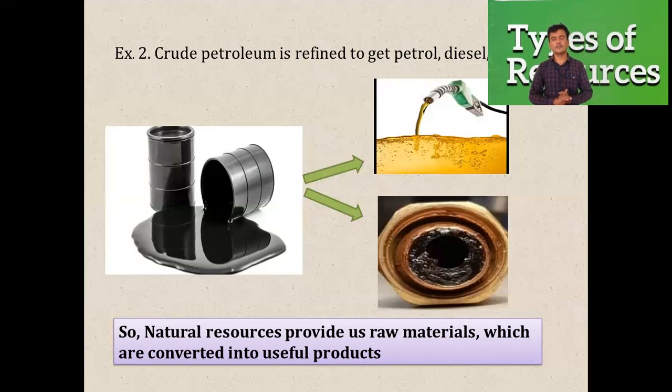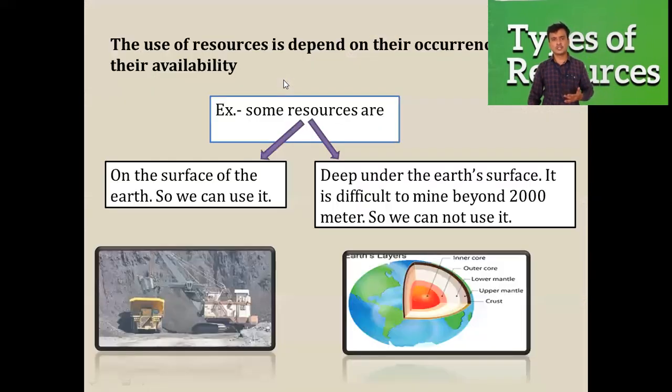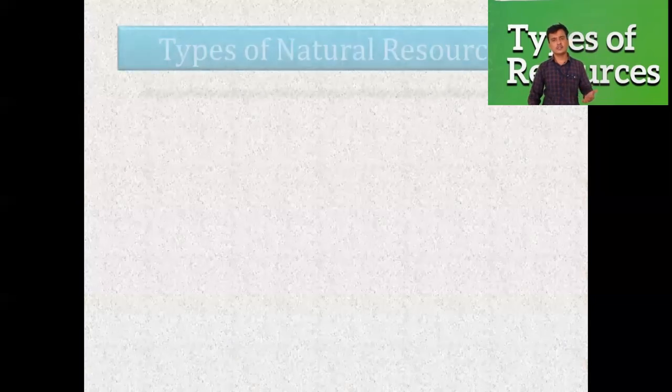Again, crude oil is there. When we purify crude oil, we get diesel and we get wax. Okay, so these are natural resources we have to use after processing. The use of resources depends upon occurrence. Some are on the surface of the earth and some are deep inside the earth. So we cannot use those which are deep inside the earth.